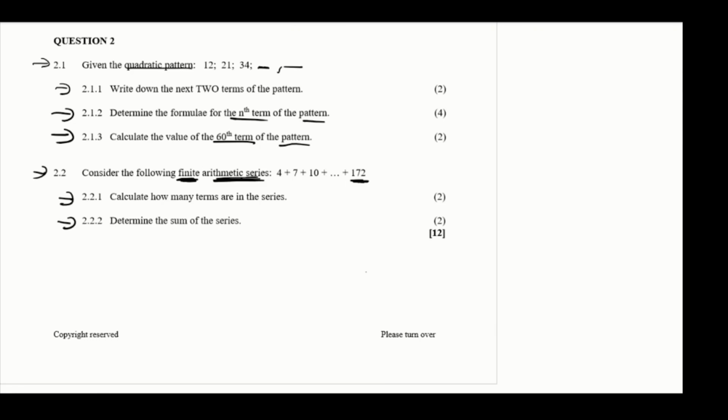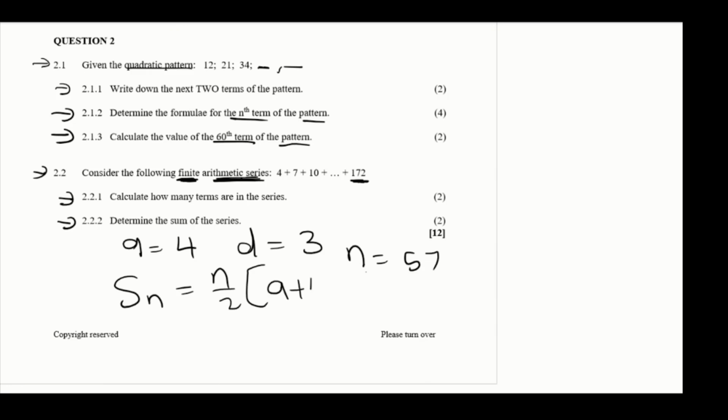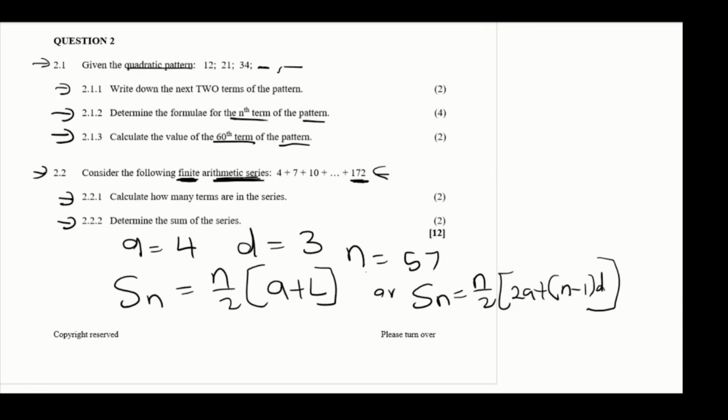2.2.2, determine the sum of the series. You already know a is equal to 4, the difference is equal to 3, and the n value is 57. So you're going to use the formula for the sum of an arithmetic series, which is n over 2 into (a + l). The reason you're using this one is because you already have the last term. You can also use the other one, Sn = n over 2 into (2a + (n - 1)d). You can also use this one here.